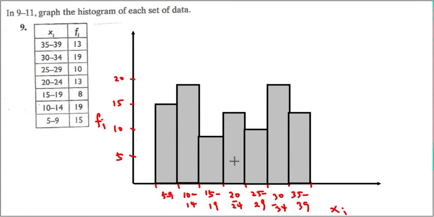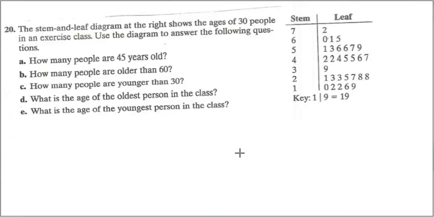Okay, so that's basically what we can do. Alright, let us move on to the next question. The stem and leaf plot is shown above. How many people are 45 years old? 45, we have 2 people of that, so we have 2.